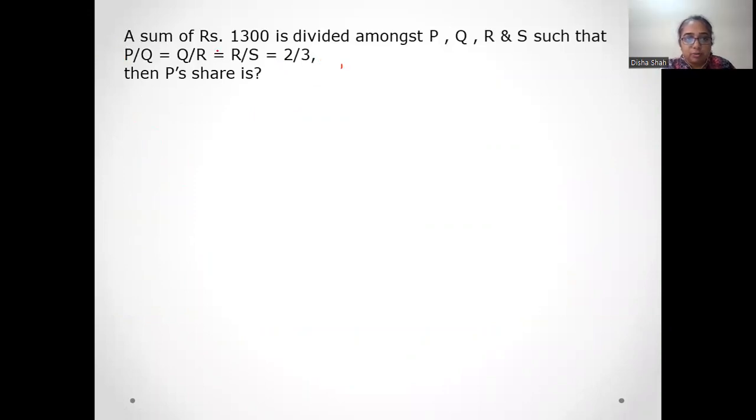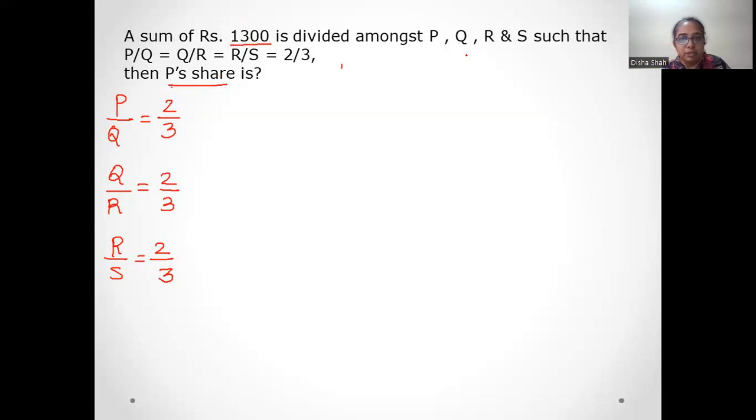Next question. A sum of rupees 1300 is divided amongst P, Q, R, and S such that P by Q, Q by R, R by S is 2 by 3. अब रेशियो ये दिया है, P by Q is 2 by 3, Q by R is also 2 by 3, R by S. आपको इनको डिवाइड करना है एंड यू हैव टू फाइंड आउट पी शेयर. मतलब बेसिकली पहले तो आपको ये फाइंड आउट करना पड़ेगा. तो व्हाट इज P इज टू Q इज टू R, ये वैल्यू है.